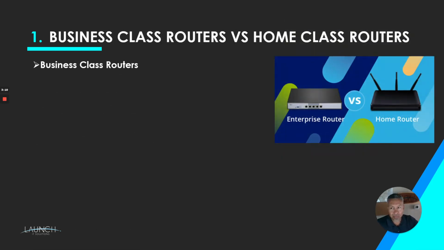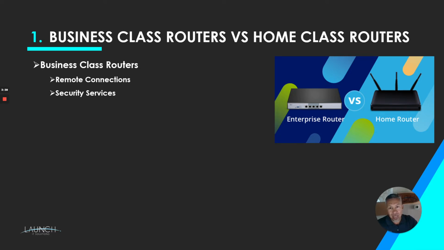All right, so business class routers versus home class routers. With business class routers, you can do secure remote connections. I've got many clients who need to remote in, especially during COVID. They need to be able to remote into their work in a secure fashion. So business class routers typically offer some sort of VPN functionality that lets you do that securely without opening a big hole on your network that will definitely invite some ransomware attacks.